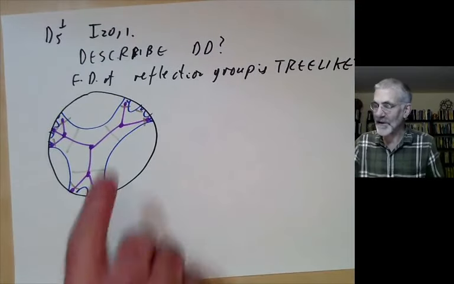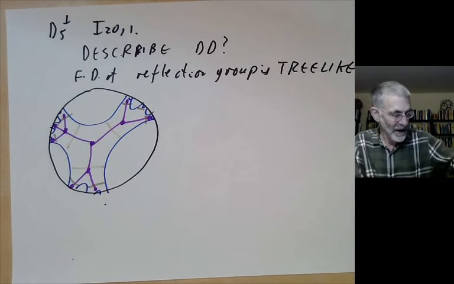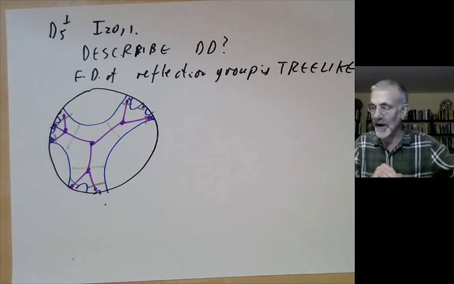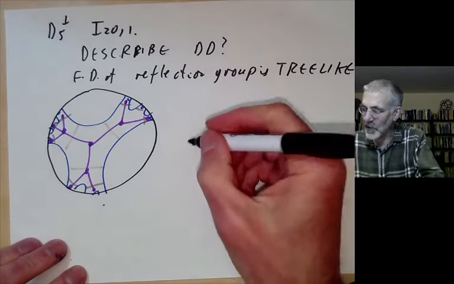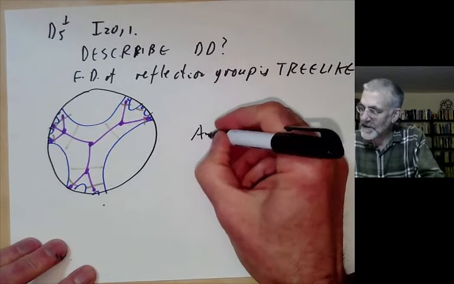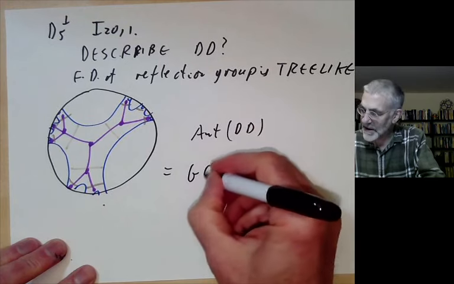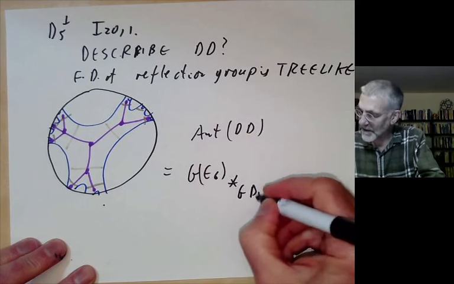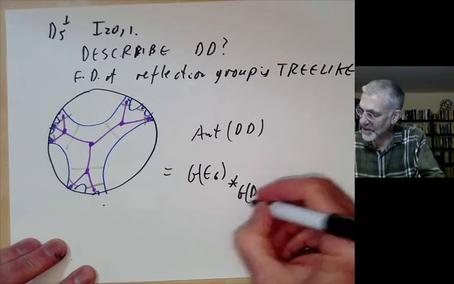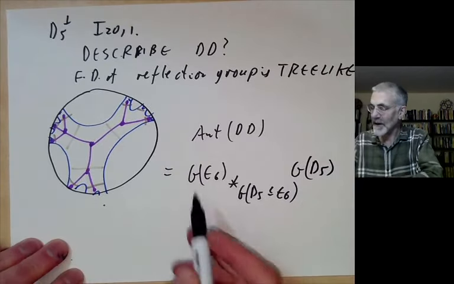And the same thing happens here, but because the fundamental domain has a sort of tree-like structure, we can actually describe the automorphism group of the fundamental domain as an amalgamated product. So the automorphism group of the Dynkin diagram can be written as follows. It's G_E6 amalgamated over G_D5 contained in E6 with G_D5. So what does this mean?